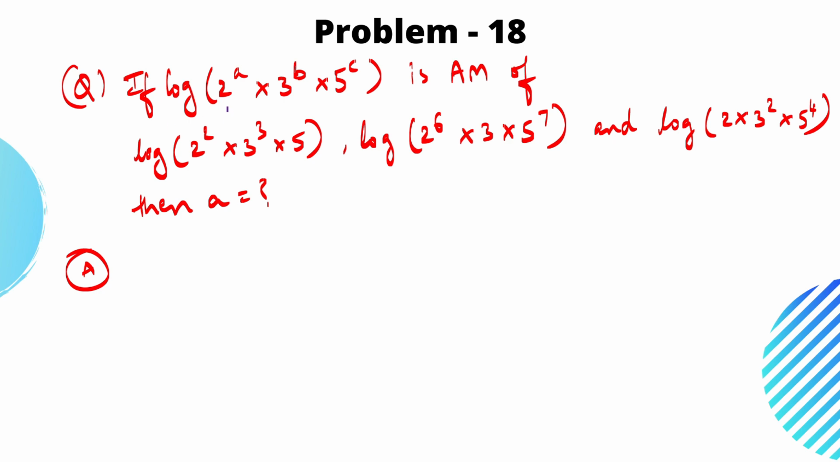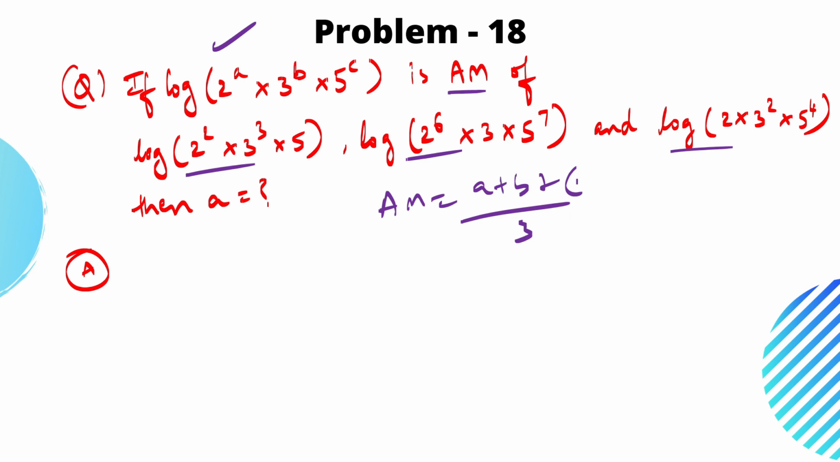So if log 2 power a into 3 power b into 5 power c is the arithmetic mean of log 2 square into 3 cube into 5, log 2 power 6 into, and so on, 3 are given. So this one is the arithmetic mean of these 3, and find the value of a. What do we mean by arithmetic mean? Arithmetic mean can be expressed as a plus b plus c by 3.